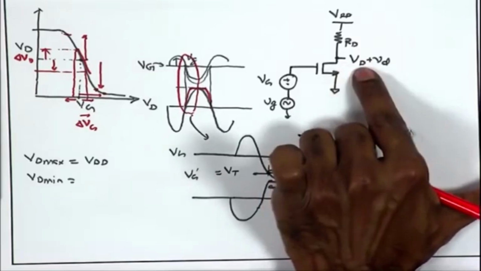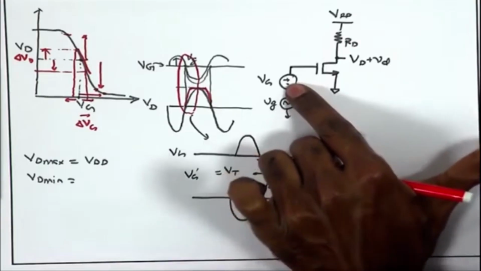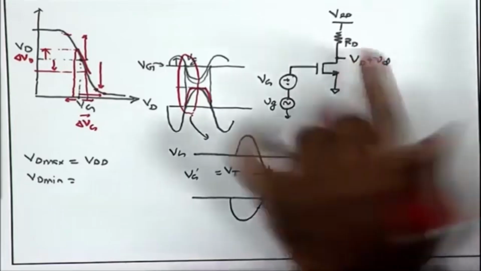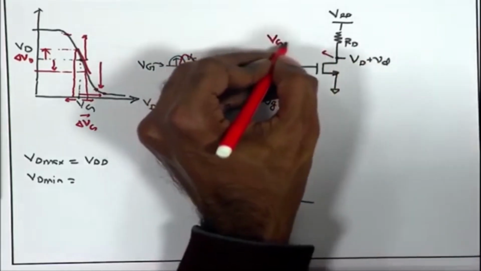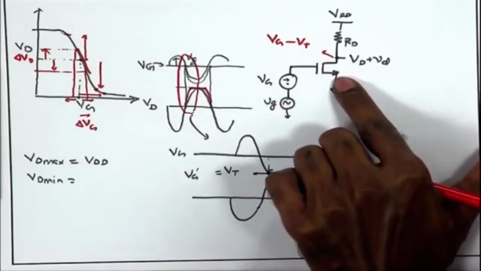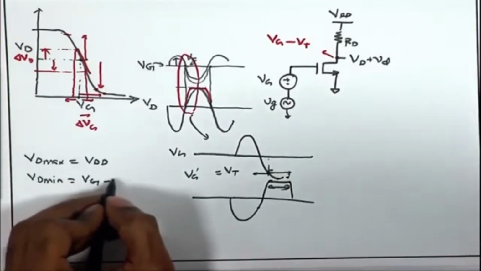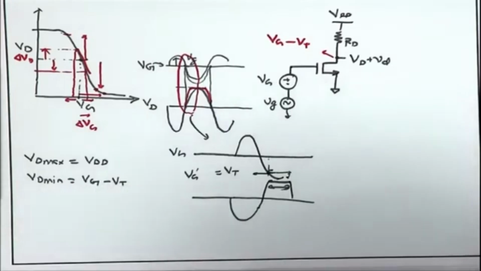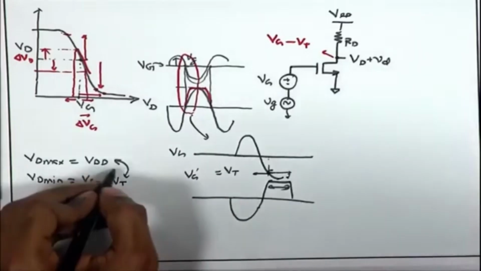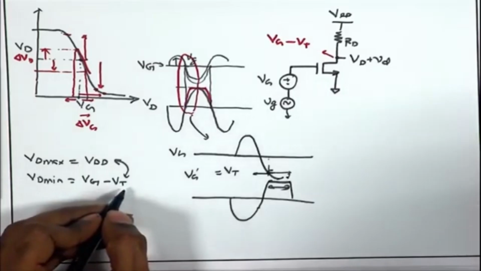If I ignore this small signal at the gate with respect to this DC gate voltage, what we have seen is the minimum drain voltage allowed to keep this transistor in saturation is going to be Vg minus Vt. The moment drain voltage goes below this Vg minus Vt, we are pushing the transistor into triode region. So, Vd min is going to be Vg minus Vt. Therefore, we have this range from VDD to Vg minus Vt. My signal can go maximum up to VDD, and minimum up to Vg minus Vt.